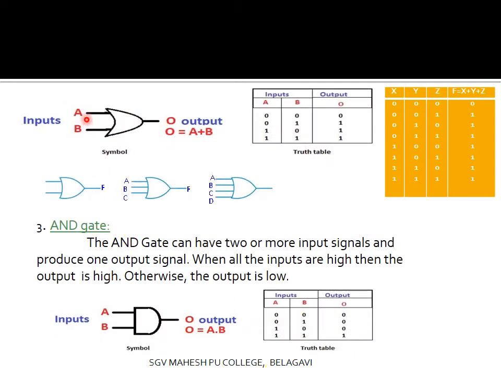If you look at the diagram, this is the symbol for NOT gate. This is the symbol for OR gate. We have two inputs A and B. We have an output as A plus B. The symbol used for OR gate is A plus B.